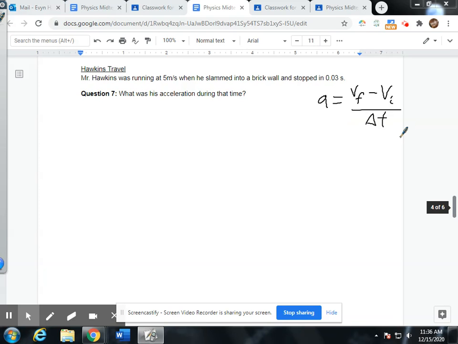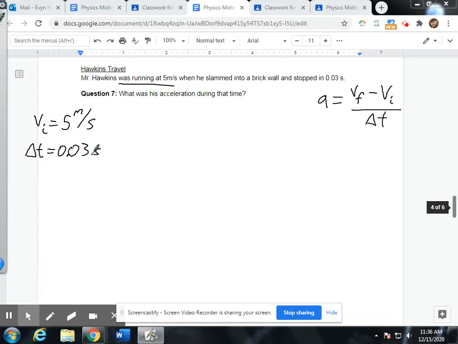So let's start. It says Mr. Hawkins was running at 5 meters per second. That makes our initial velocity 5 meters per second. The change in time is also pretty straightforward. We can see we've got 0.03 seconds, but there aren't any other numbers.